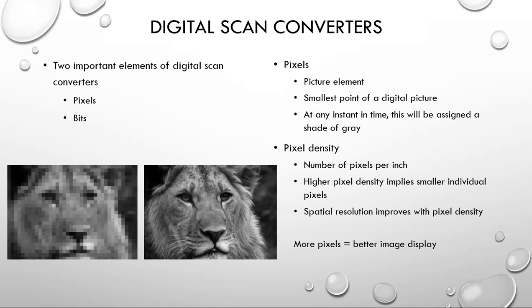Two very important elements of the digital scan converter are the pixels and the bits. Pixels are the picture element, the smallest point of a digital picture. At any given instant in time, this will be assigned a shade of gray. Pixel density is the number of pixels per inch, and a higher pixel density implies smaller individual pixels. Spatial resolution improves with increased pixel density. Two pictures on the image here. The one on the left shows a very low pixel density, and the one on the right has a fairly high pixel density.